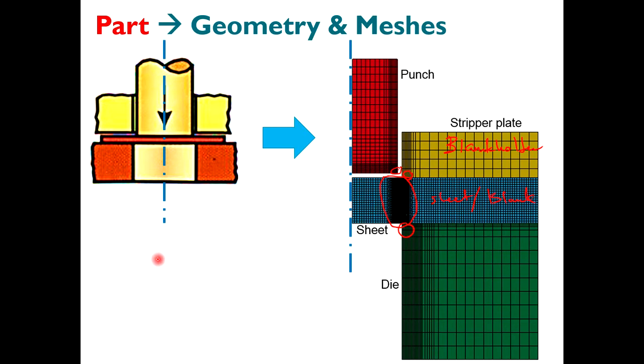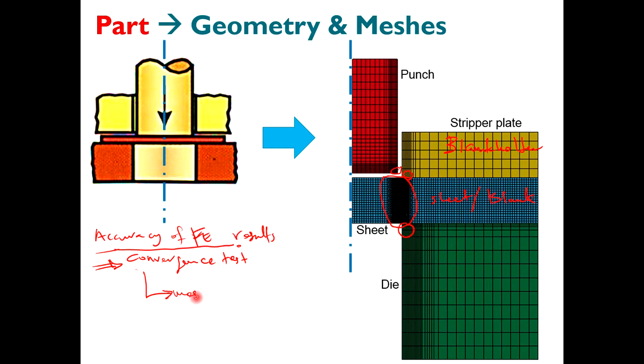So that's why something you need to do, since this is related to the accuracy of FE results, okay, what people normally do is that they will perform convergence tests. So how do they do this convergence test? What they do is that they play around with the mesh sizes. So in this case, they will focus on this area here.